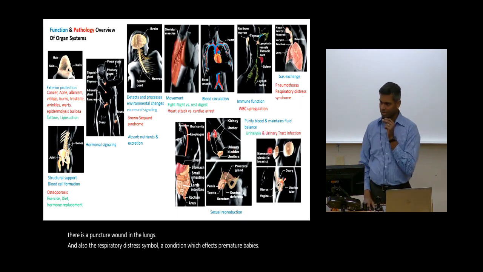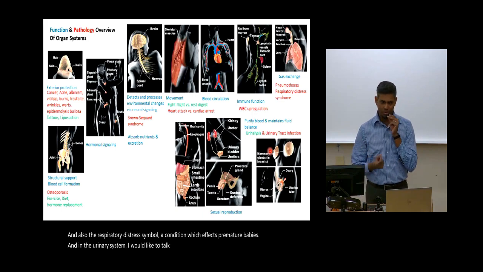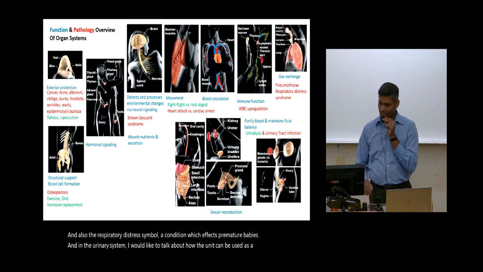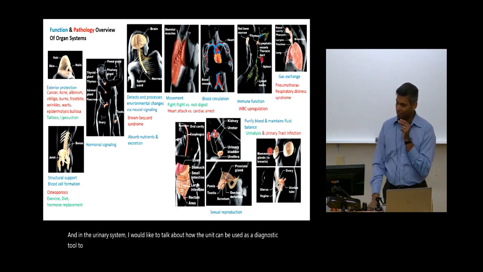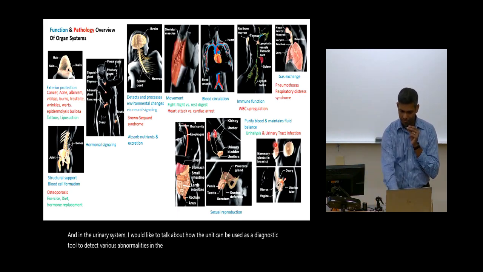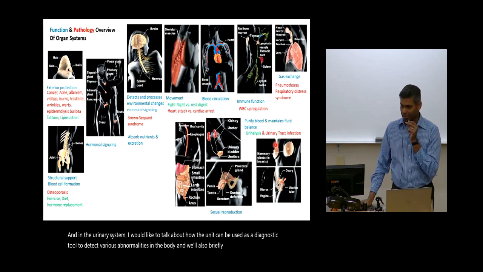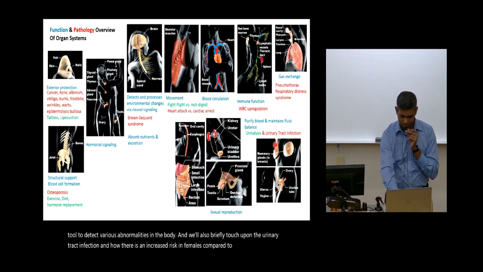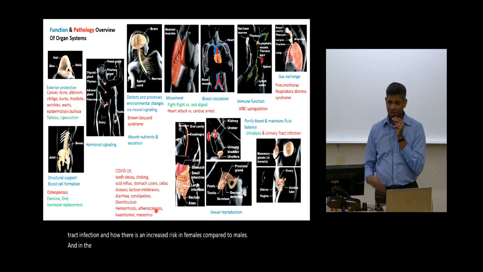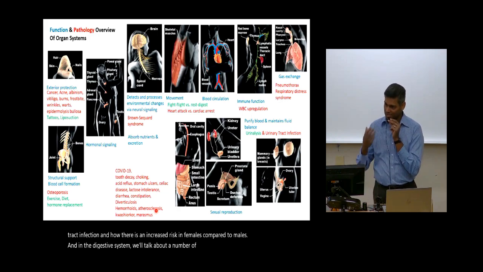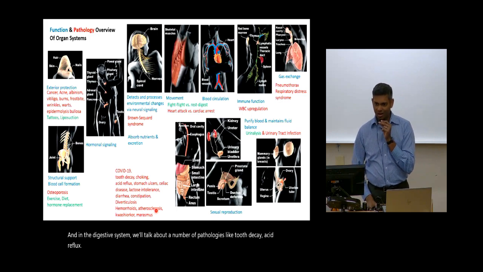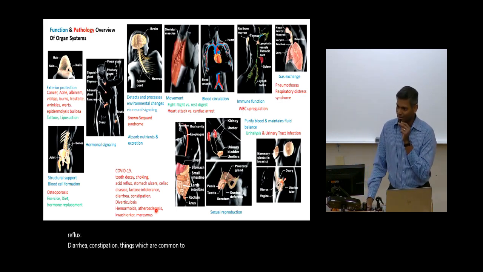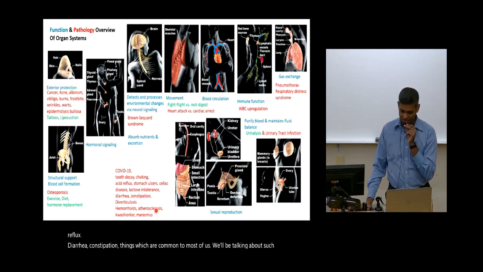And in the urinary system, I'd like to talk about how the urine can be used as a diagnostic tool to detect various abnormalities in the body. And we'll also briefly touch upon the urinary tract infection and how there is an increased risk in females compared to males. And in the digestive system, we'll talk about a number of pathologies like tooth decay, acid reflux, diarrhea, constipation, things which are common to most of us. We'll be talking about such conditions in the digestive system.